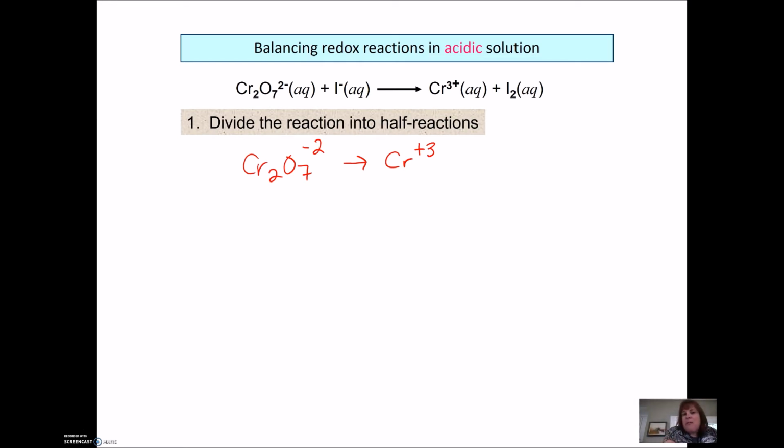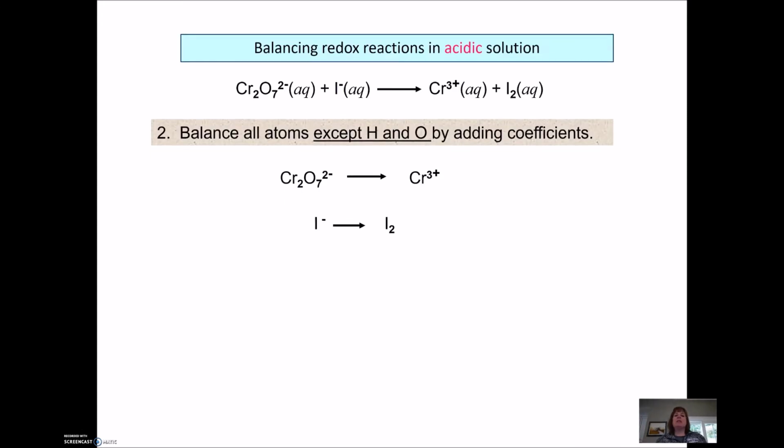My other half reaction involves the iodine. So I'm going to write that down, I minus arrow I2. So those are my half reactions. Take the stuff that matches and pull them out and put them in their own little half reaction. Next thing we're going to do, so write this down, is balance all the atoms except hydrogen and oxygen.